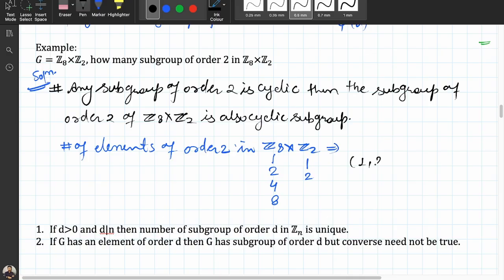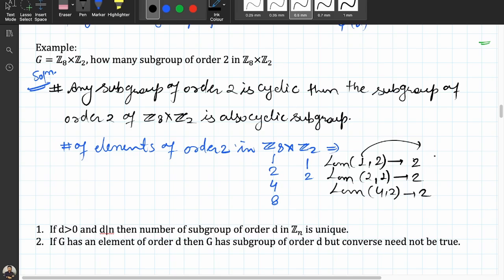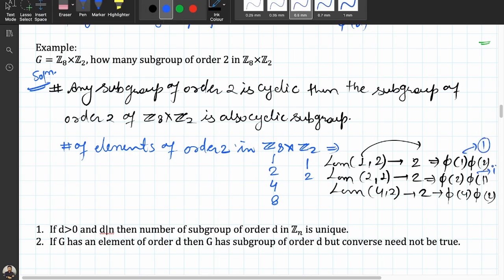1 comma 2. Its LCM is 2. Then LCM of 2 comma 1 is 2. Then LCM of 4 comma 2. So take phi 1. So from here phi 1, phi 2. Okay, from here phi 2, phi 1. From here phi 4 and then phi 2. Find the value. It's simple. What's the value of this? It's going to be 1. It's going to be 1.